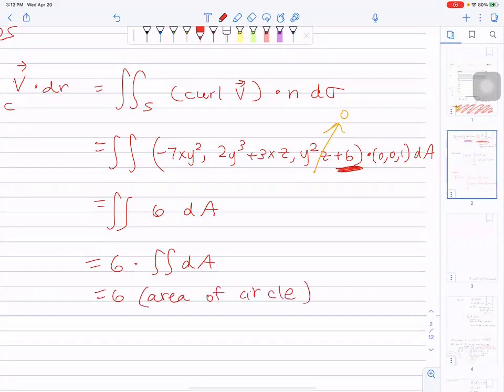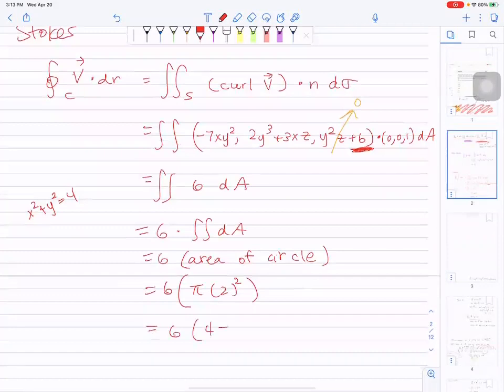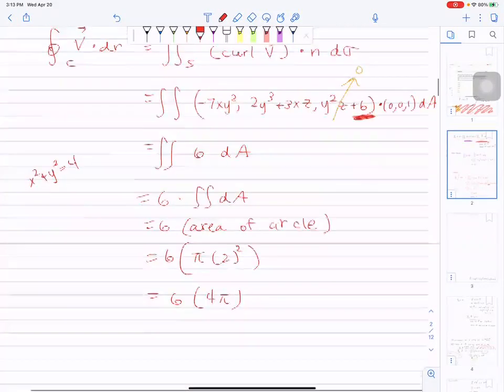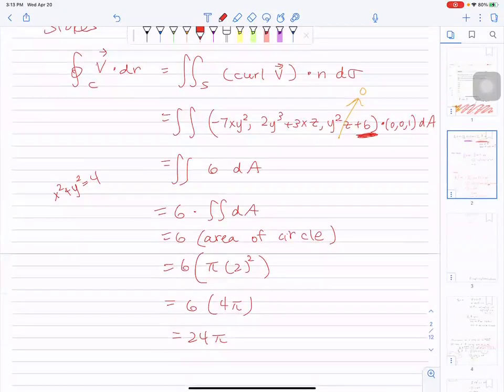What is the area of our circle? Our circle was x squared plus y squared equals 4, so pi r squared, or 6 times 4 pi. So the final answer is 24 pi. So 24 pi equals the flux of what we were trying to find. Okay, so that was the final answer.